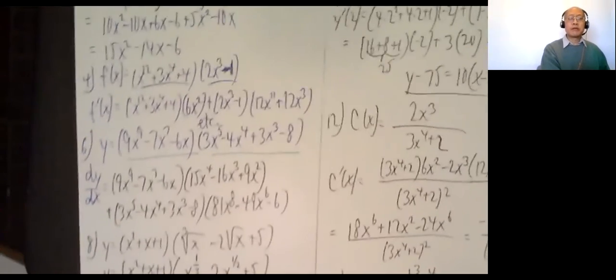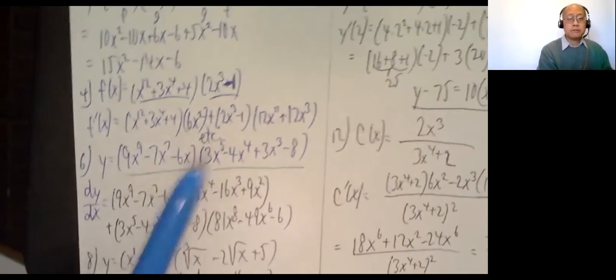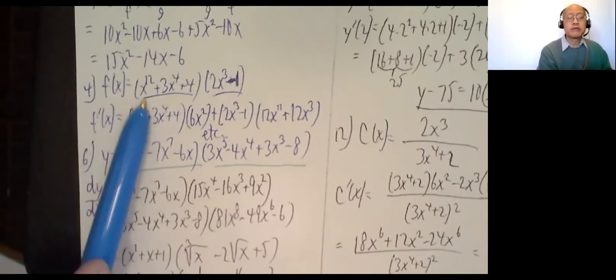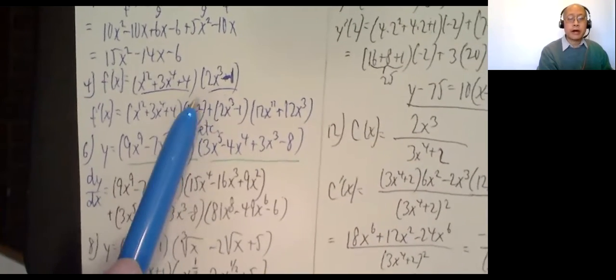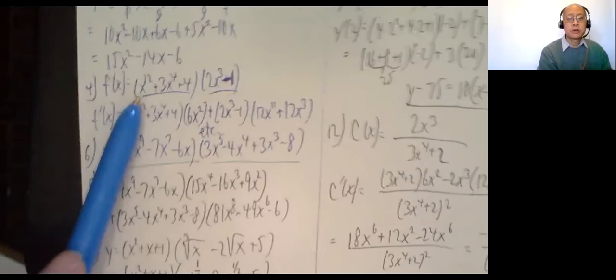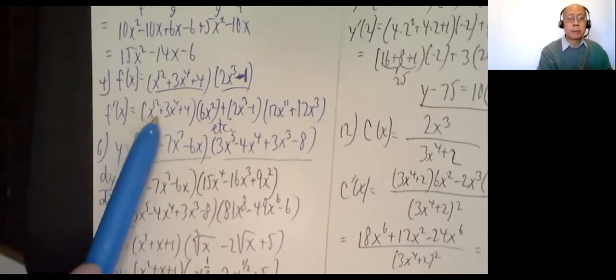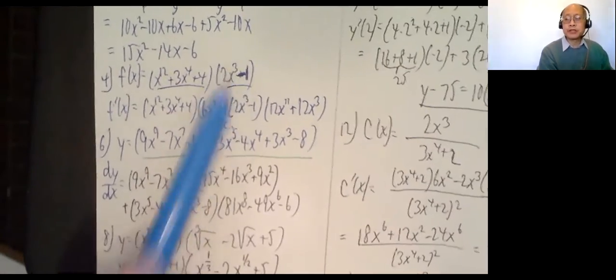Okay, 4 is pretty bad, so I won't bother multiplying it out. Okay, x to the 12th plus 3x to the 4th plus 4, times 2x cubed minus 1. So product rule. Okay, copy the first function. So just copy x to the 12th, blah, blah, blah, times the derivative of the second function.